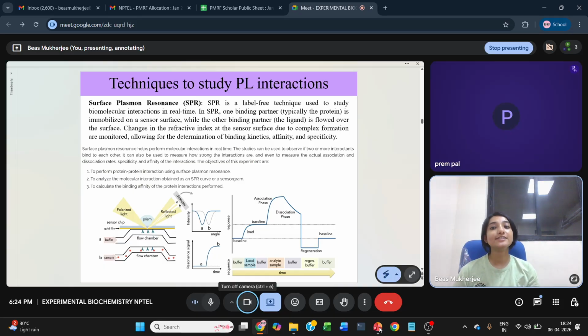SPR is a label-free technique used to study biomolecular interactions in real time. In SPR, one binding partner... So what is real time? That means as the reaction is happening, you can observe it, right?